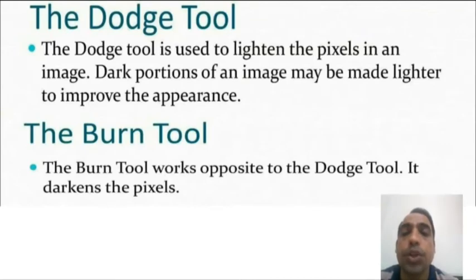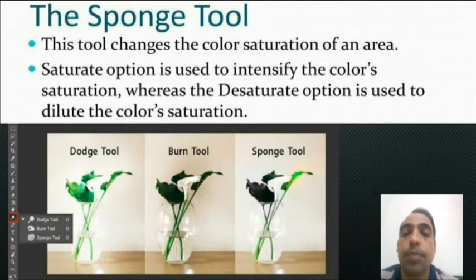Dodge tool. The dodge tool is used to lighten the pixels in an image. Dark portion of an image may be made lightened to improve the appearance. Burn tool. The burn tool works opposite to the dodge tool. It darkens the pixels. Sponge tool. This tool changes the color saturation of an area, or you can say image.